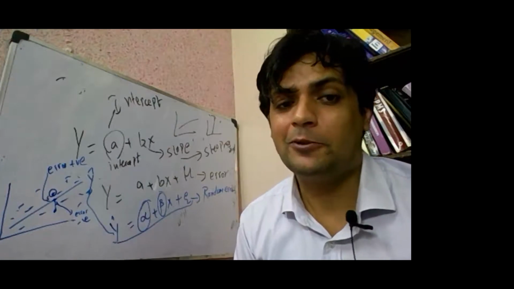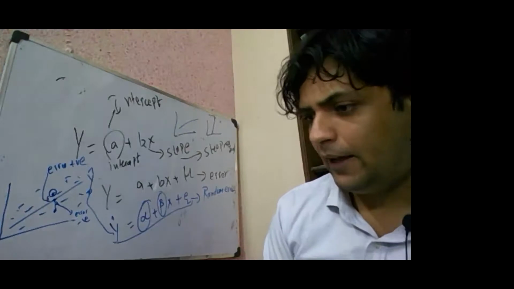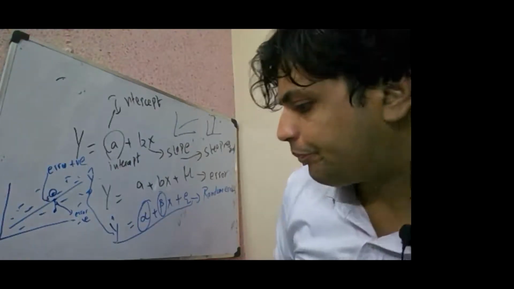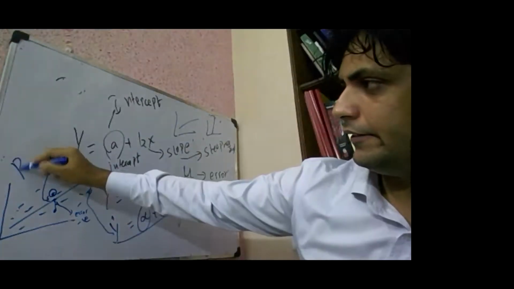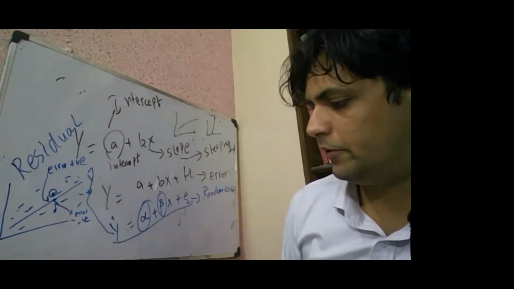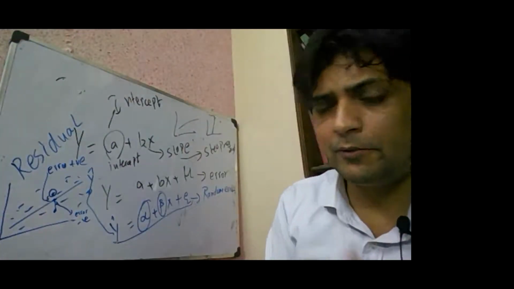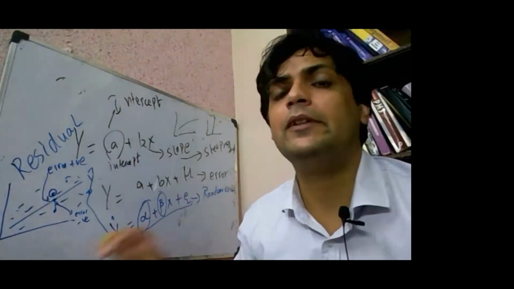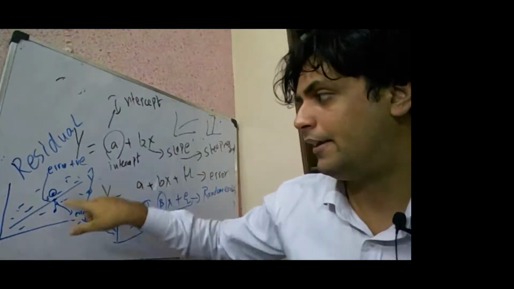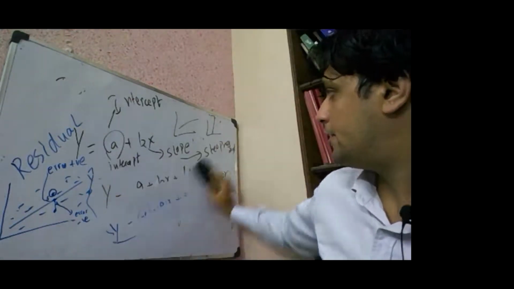So the observed value plus error gives us the predicted value of y. There's always an error in whatever we estimate. We call it the residual. What is the residual? The residual is the difference between the observed value and the predicted value. I hope you have understood this.